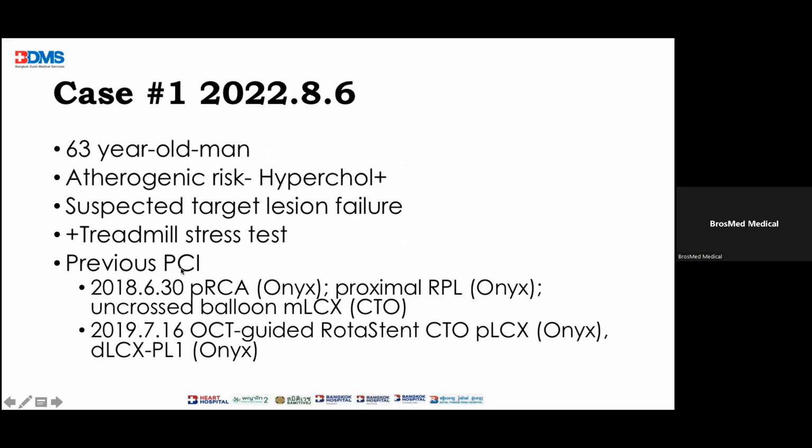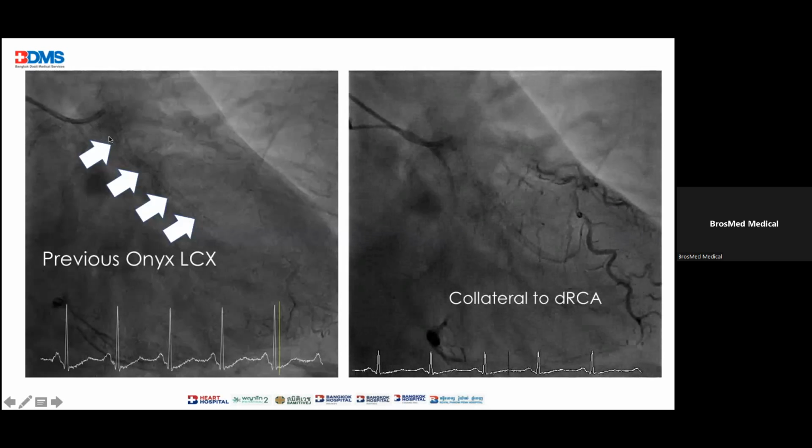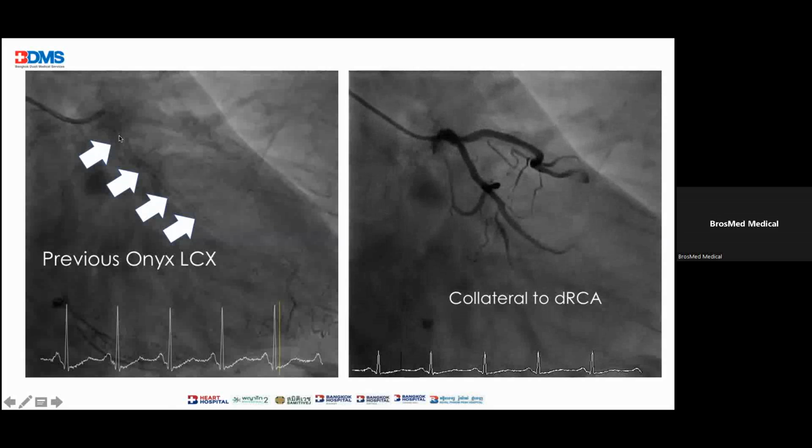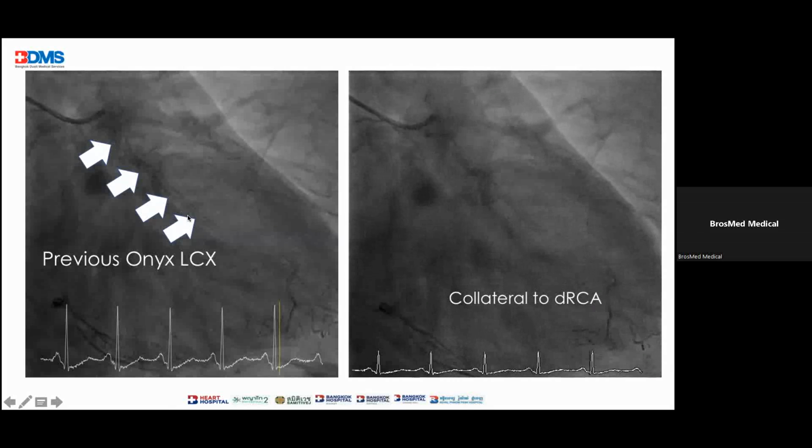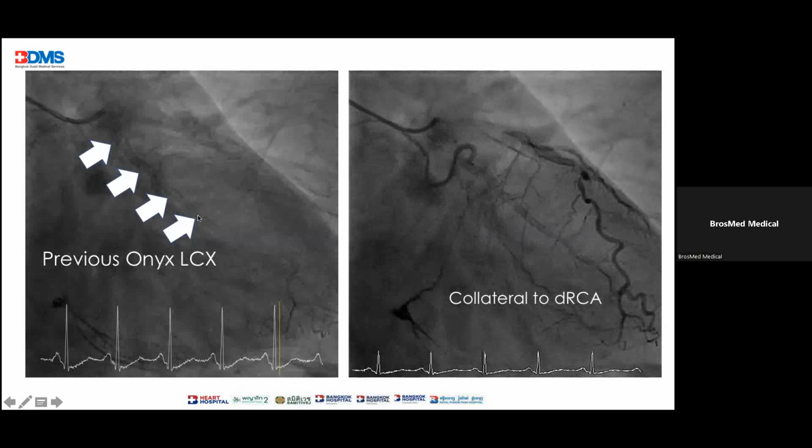He underwent previous PCI in 2018 on proximal RCA with Onyx and proximal RPL also with Onyx, and an uncrossed balloon for LCX CTO. In 2019, we did OCT-guided rotor stent CTO for proximal circumflex after we crossed the CTO lesion with guide wire, and we placed another Onyx. This angiogram was done just recently, 2 months ago. This showed the previous Onyx stent on the circumflex, where it was CTO.